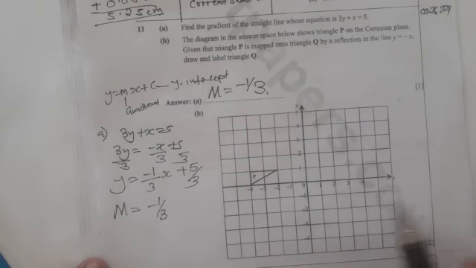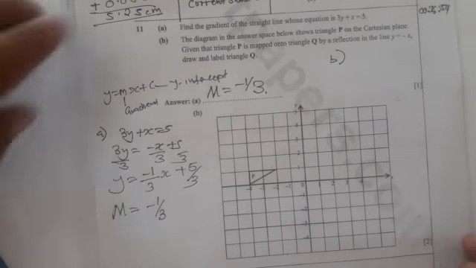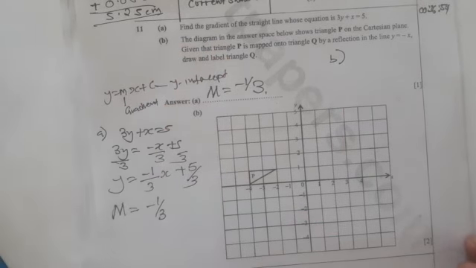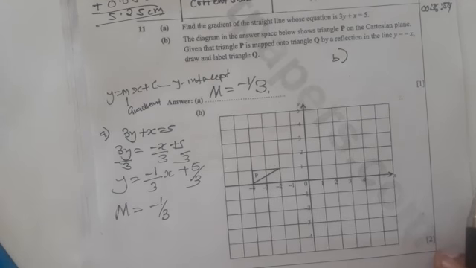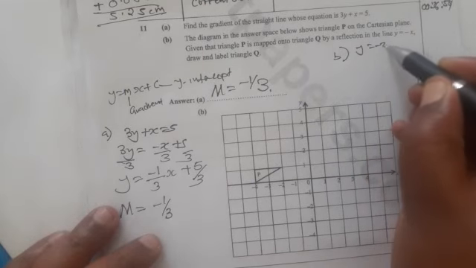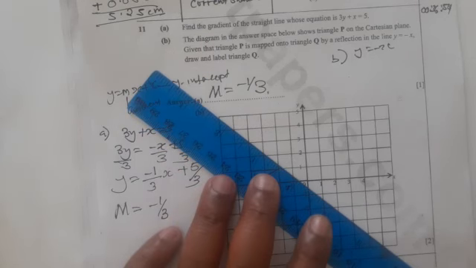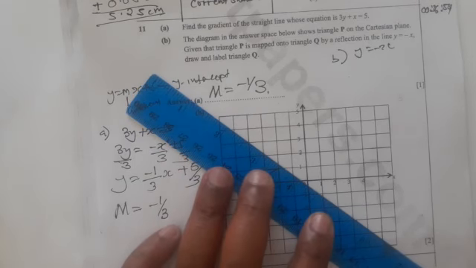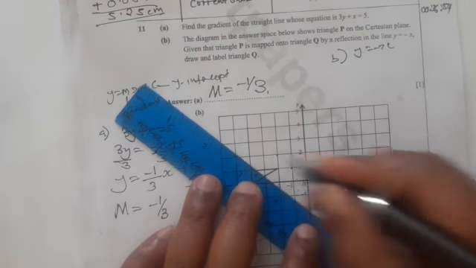Let's look at B. Can do it from here. The answer will be put here. The diagram in the answer space below shows triangle P, which is this one, on the Cartesian plane. Given that triangle P is mapped onto triangle Q by reflection in the line y is negative x. So y is negative x is our mirror line. Alright? So when you look at y is negative x, this is the line here, passing through these points.